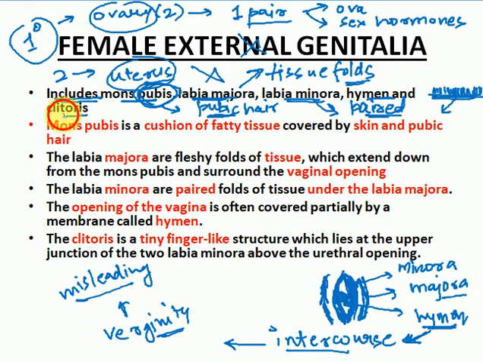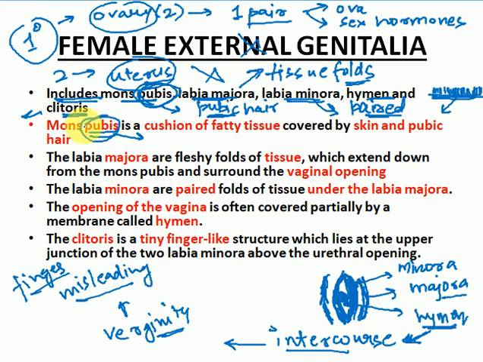And the last thing is the clitoris. The clitoris is a finger-like projection present in the female reproductive system, and it is somewhat homologous to the male penis. So it is a finger-like structure. Now let's talk about each and everything. Mons pubis, as the name indicates, pubis, so it will have skin and pubic hairs.